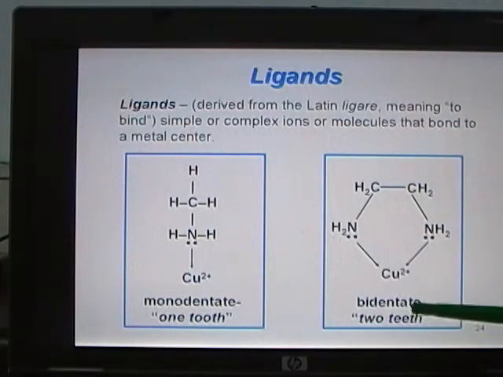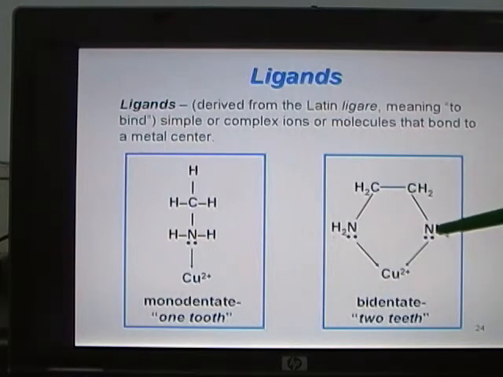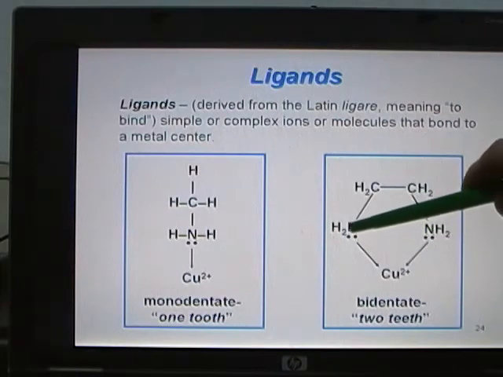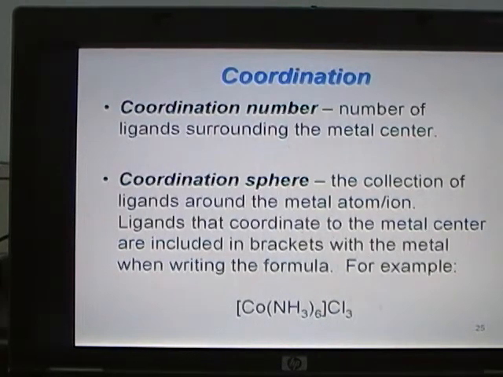Bidentate means two teeth. So the ligand must have two atoms that can bond to the metal cation. Here I'm showing ethylene diamine, which can form two bonds through the nitrogens to copper 2+. Coordination number is the number of ligands or the number of atoms from ligands bonded to the metal center. Let's think about coordination number in just a minute.